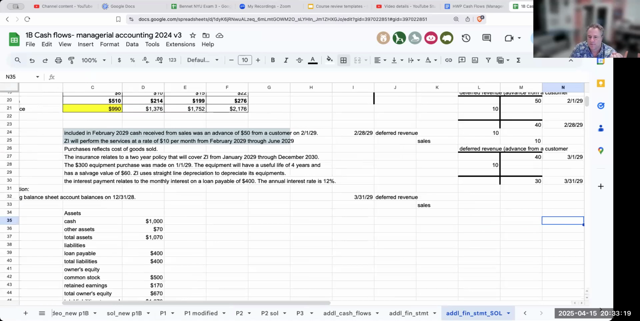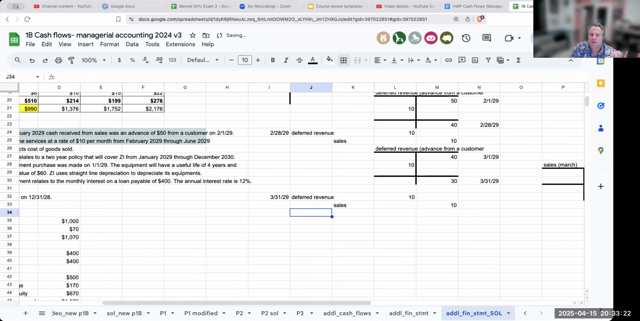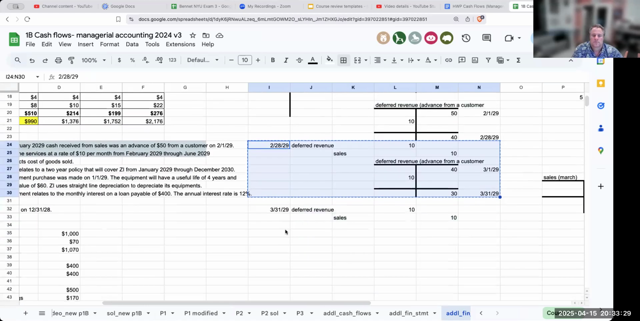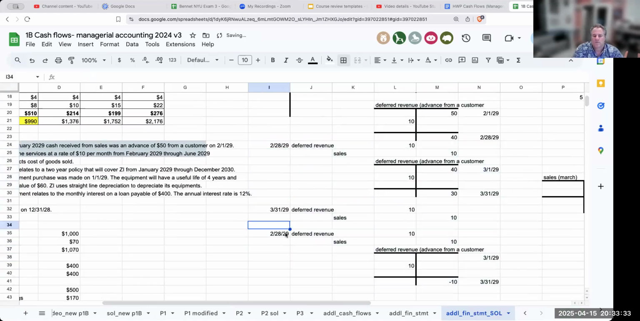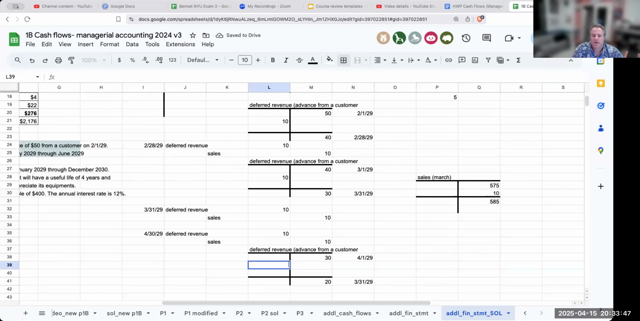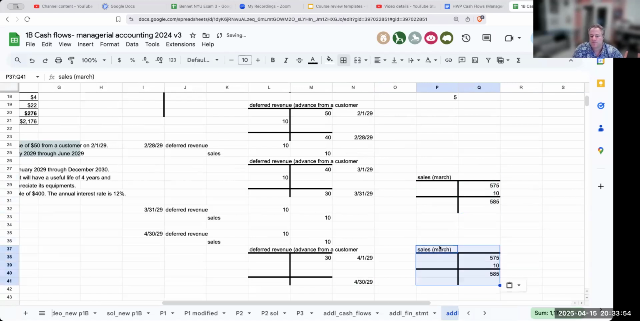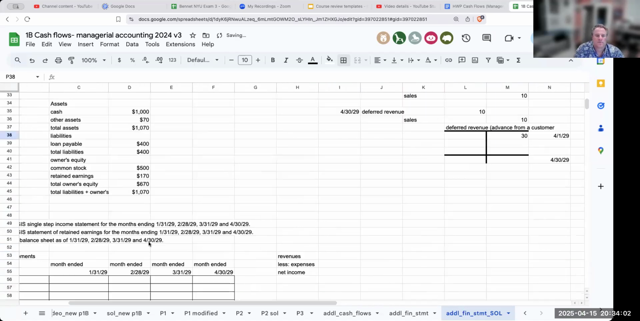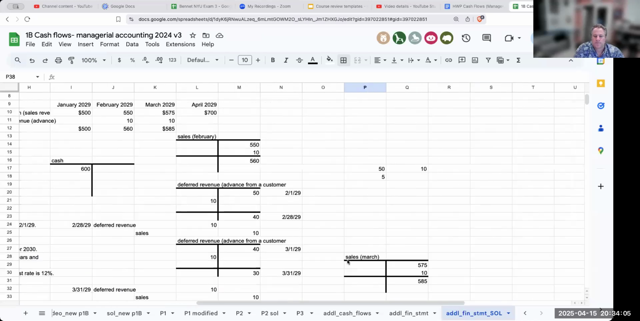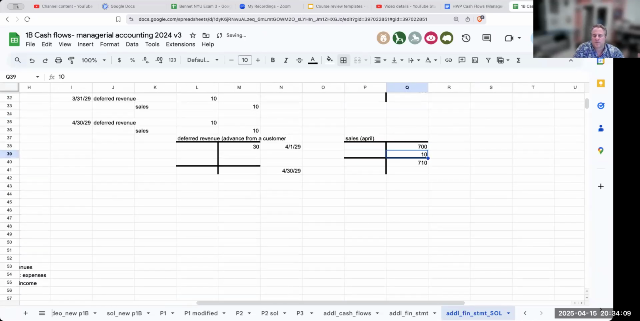Let's now go to April. I'm going to have to go through and do the same thing. So over here, for the month of April, I'm going to have the same entry, right? But on 4/1/29, my beginning balance is the ending balance of the prior month, right? And so over here on 4/30/29, and if I look at my sales for April, my sales for April were 700. So I've got over here 700.